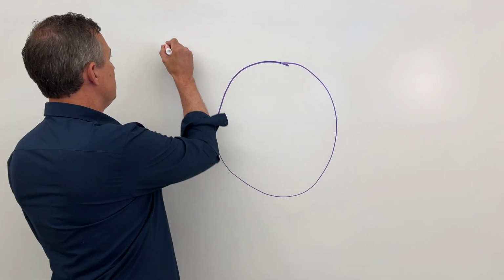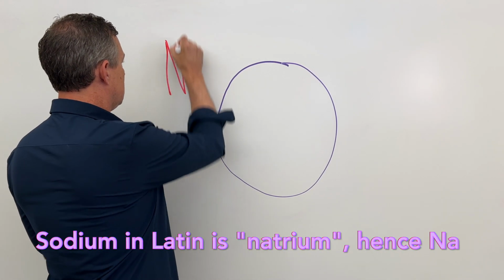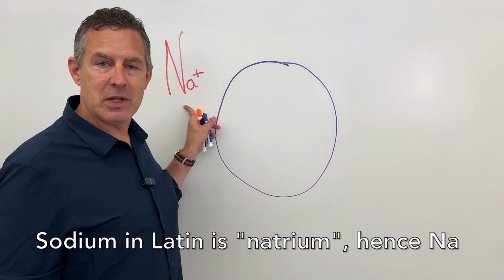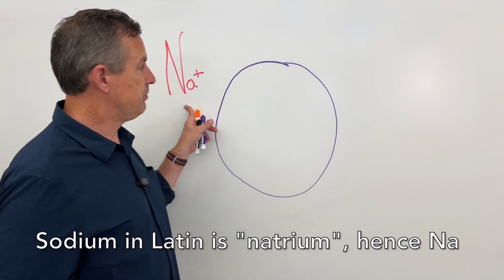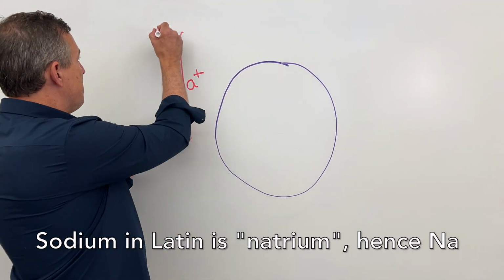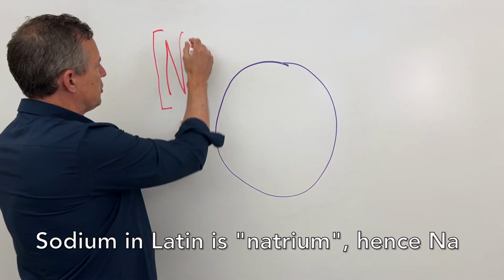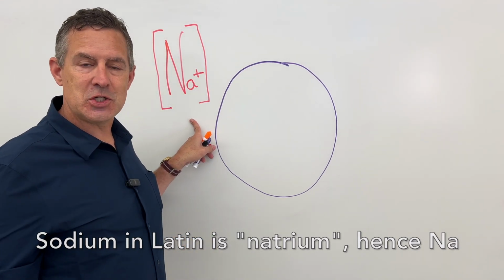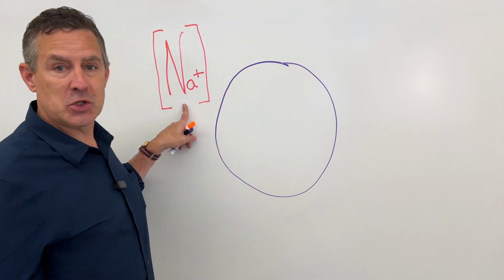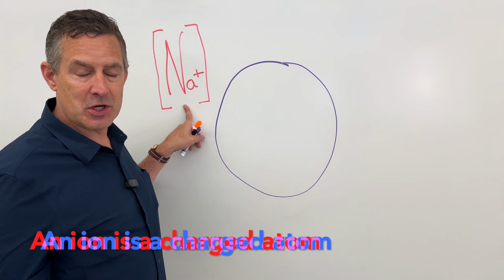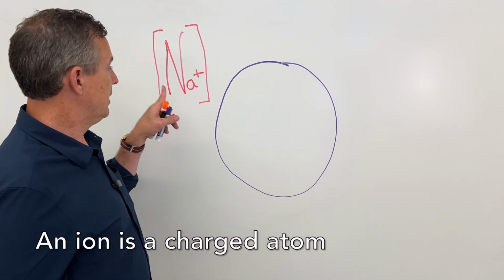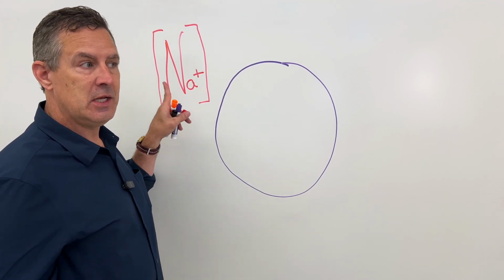So sodium is going to look something like this. Na+ represents sodium, and I always try to draw it with brackets around it, because that is suggesting concentration. This would be read the sodium ion concentration. An ion is a charged atom, sodium ion concentration.